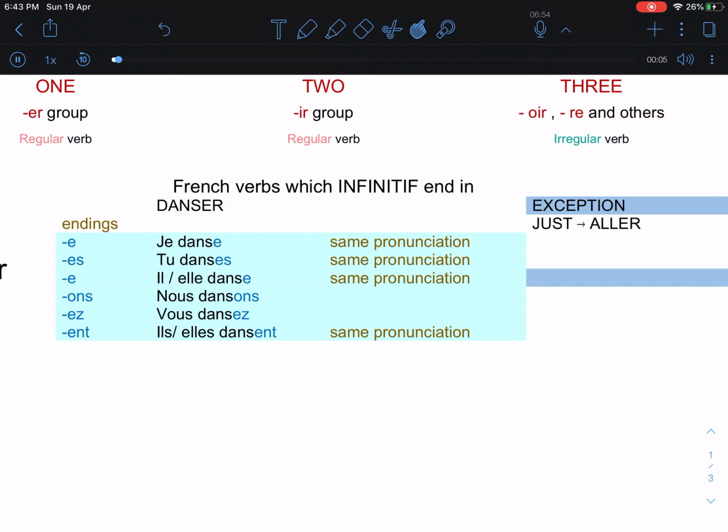Bonjour! Today, we are going to learn how to conjugate the first group of verbs ending with ER. You have to understand that in French, there are three different groups of verbs.